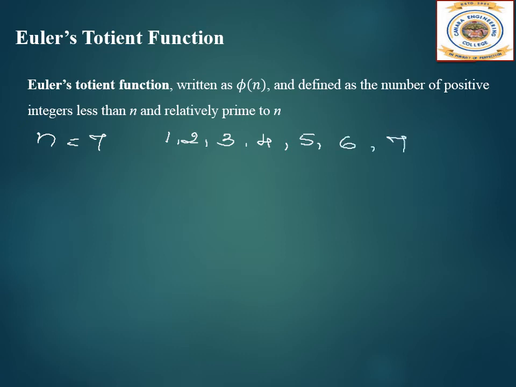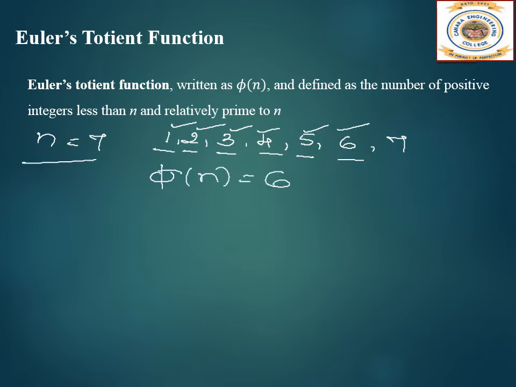Now let us see which are relatively prime to 7. So 1 is relatively prime to 7, 2, 3, 4, 5 and 6. All these numbers are relatively prime to 7. 1, 2, 3, 4, 5, 6. Now, what do I write here? So I have to count these numbers. So 1, 2, 3, 4, 5 and 6. So phi of n is equal to 6.